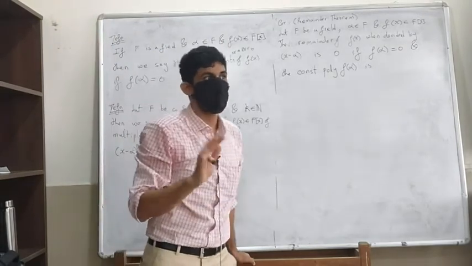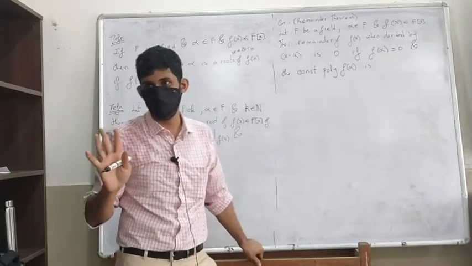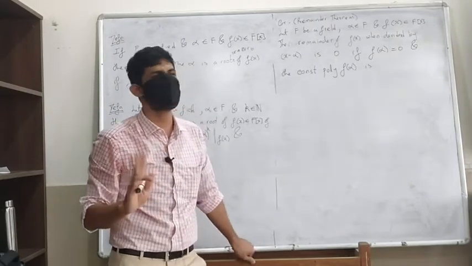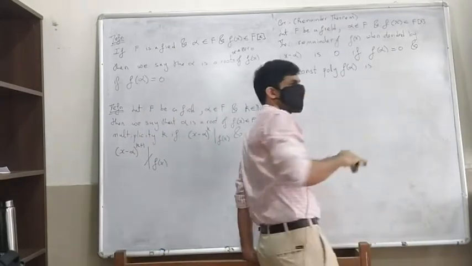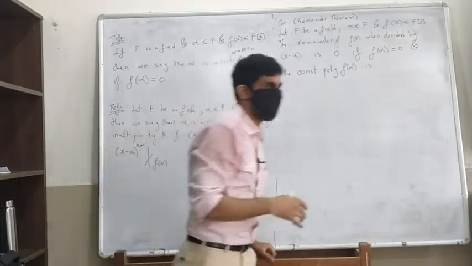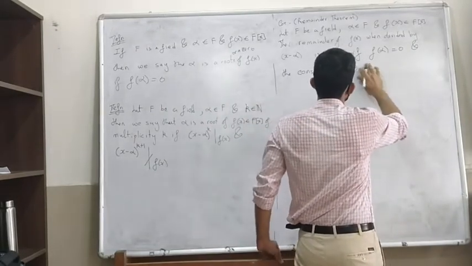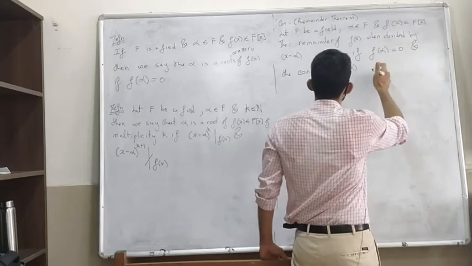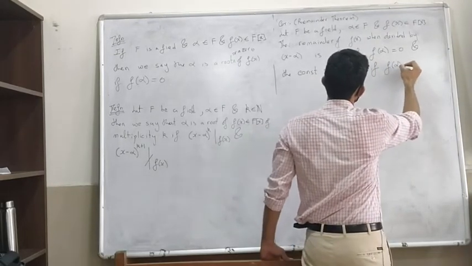For us, 0 is not a constant polynomial. We distinguish between these two things because of the degree. If you like, you could also say that 0 is a constant polynomial. The remainder is the constant polynomial f of alpha if f of alpha is not equal to 0.